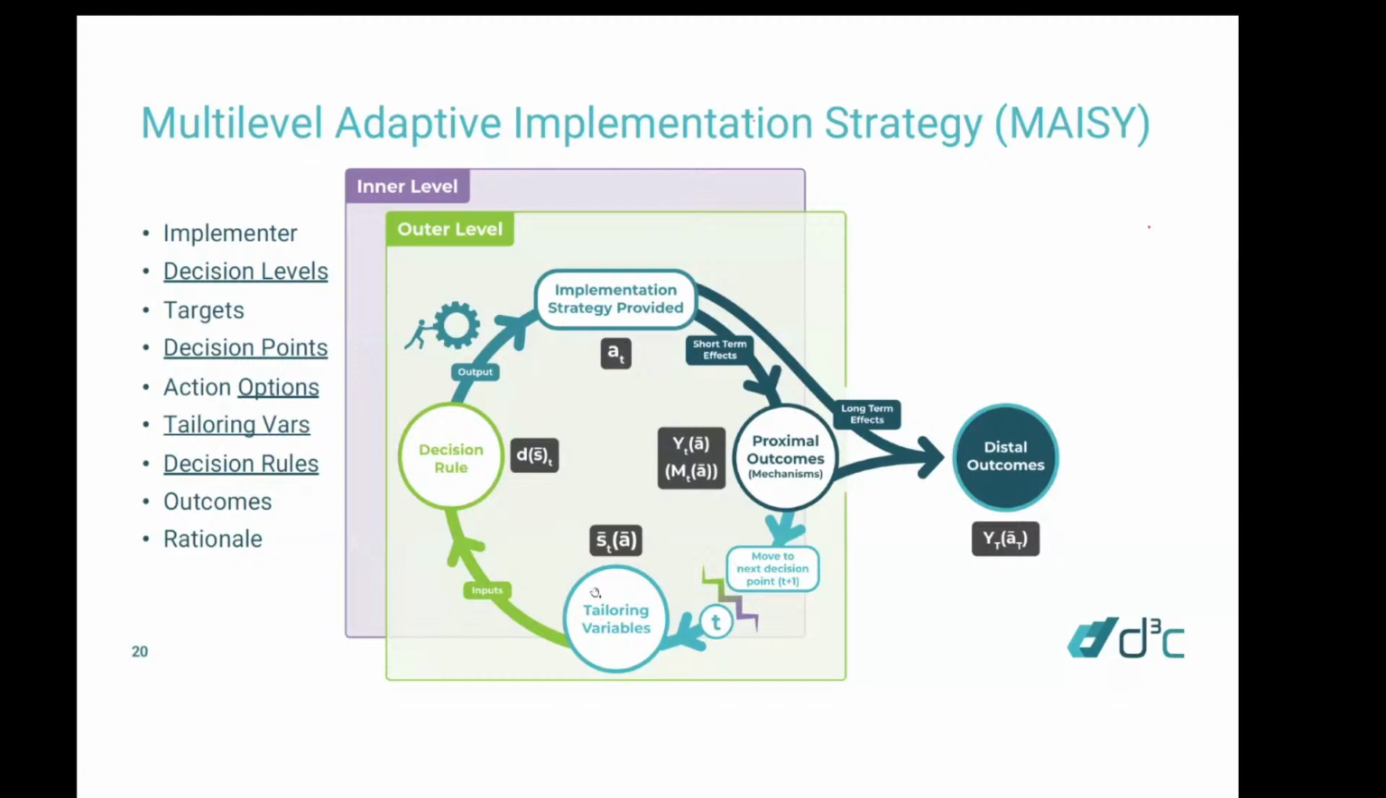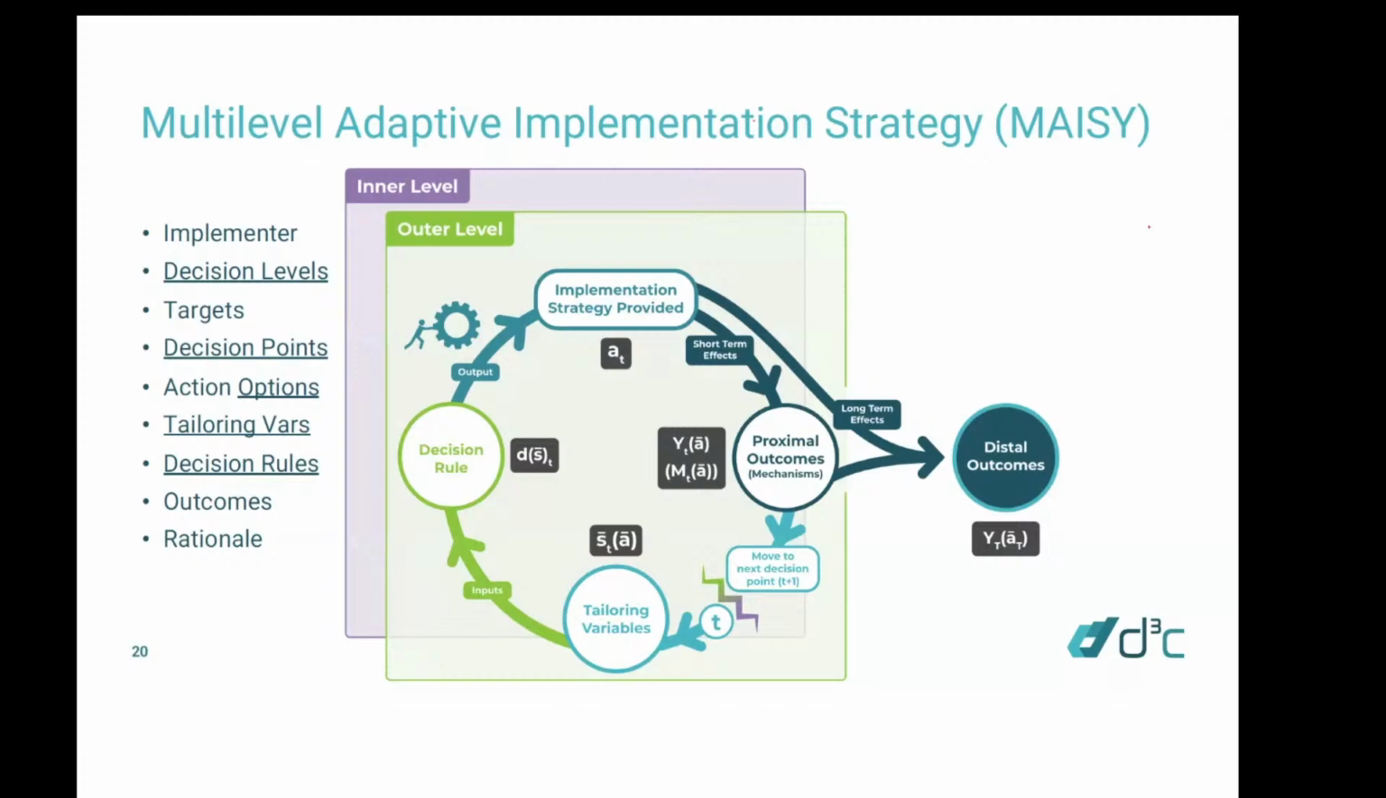So these are two new concepts here, a decision rule, that's why it's underlined, and a tailoring variable or a set of tailoring variables. And these tailoring variables are inputs into my decision rule, and the output of that decision rule is the action, okay? And it goes on and on and on for a pre-specified number of decision points. This is a MAISY in a theoretical sense, in the sense of defining what it is and what the components are.